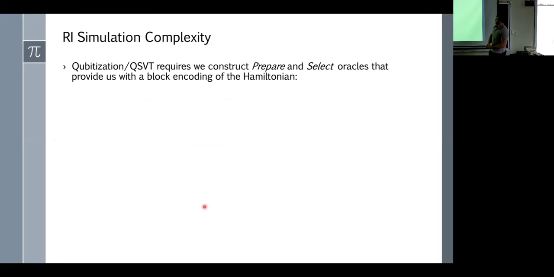Just to put in context what the bounds mean, we're going to construct oracles called prepare and select that provide us with some block encoding of the Hamiltonian, as Sophia also discussed. And if you're not familiar with the terminology, by oracles, we just mean that we're calling some function repeatedly or some subroutine that provides us with part of the problem that's necessary. And when we query oracles, we just mean we're calling a function or subroutine repeatedly.